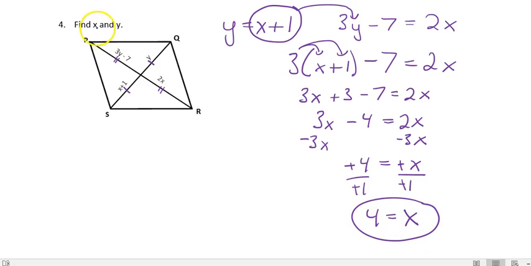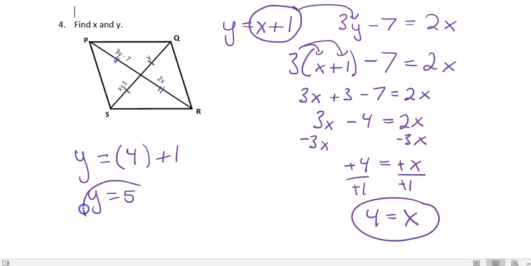Then I need to find y because our directions said to find x and y. I can plug this 4 into either one of my original two equations. I'm going to plug it into the one on the left because it just seemed easier. So y equals x plus 1. I know that x is 4, so y has to be 5. So I have x and y, and I've solved the problem. So that's just how you can work a few problems that deal with quadrilaterals and their properties of parallelograms.